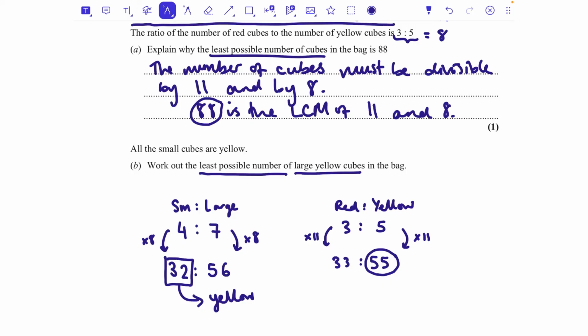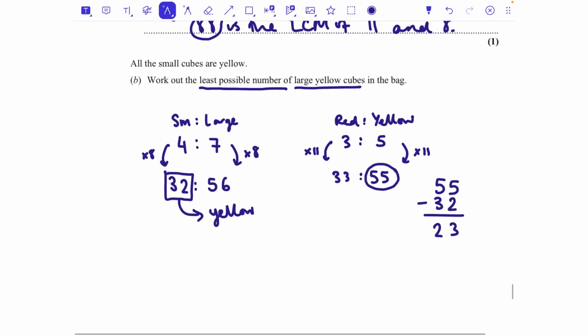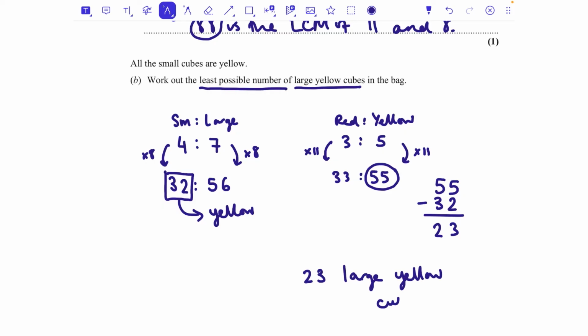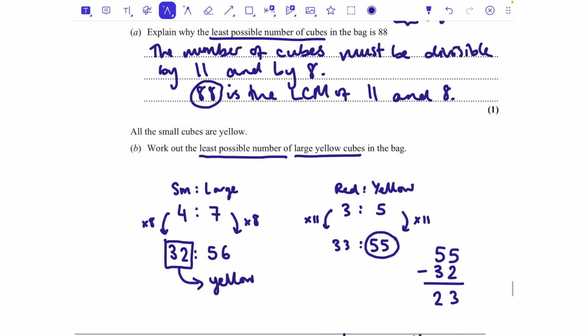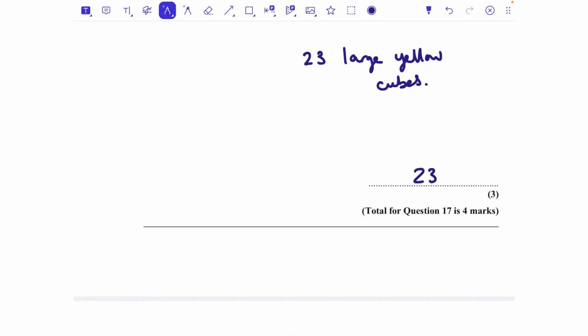So if I've got 55 yellow cubes altogether and 32 of them are small, I'm subtracting that away. 5 take 2 is 3, 5 take 3 is 2, so there must be 23 large yellow cubes, and that's the least number there could be based on the fact that there are 88 cubes altogether. Of course, we don't know for sure, that's just the least number that there could have been. Brilliant, 23 would be your answer there.